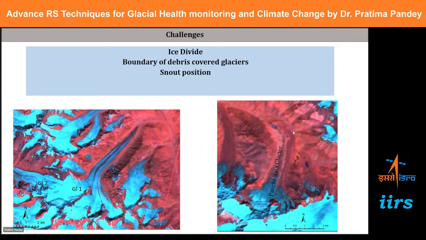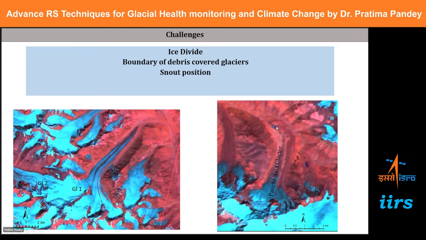Then the third is identifying the snout position of the glacier. Here sometimes it becomes difficult to identify where the glacier is ending and from where the water is starting, the discharge is starting. But many a times near the snout of the glacier we have a lake, for example like this.